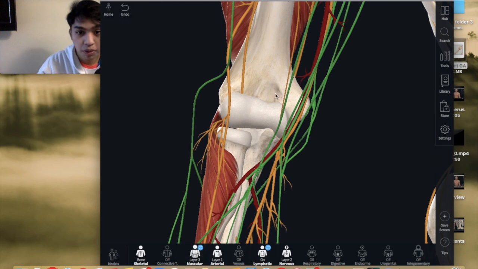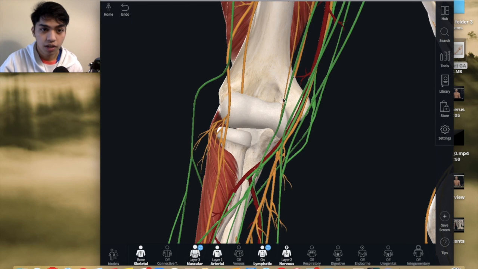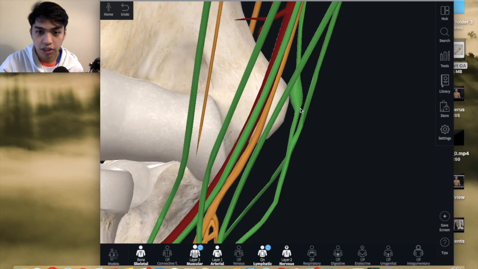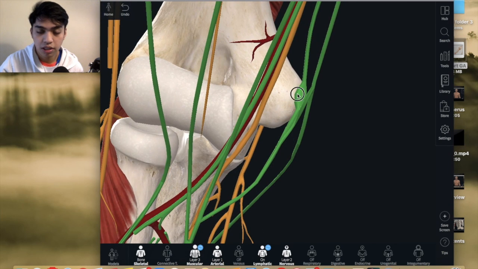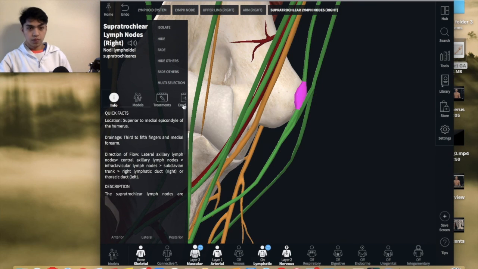Okay, so for the supratrochlear lymph node naman, as I mentioned, wala siya kanina dun sa given illustration, but it is here. Ito. Diba? Katabi lang siya ng trochlea. Malapit siya sa trochlea. Yan. That is the supratrochlear lymph node. Okay, so going back to the PowerPoint.